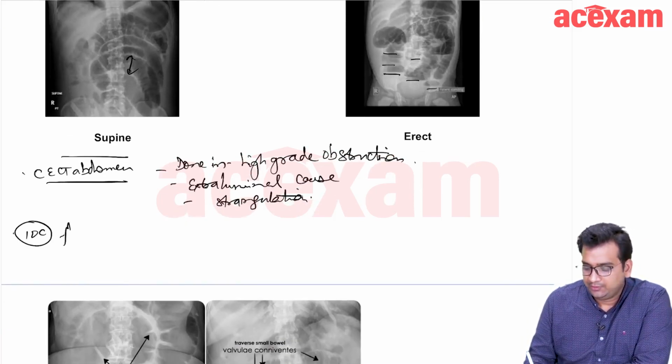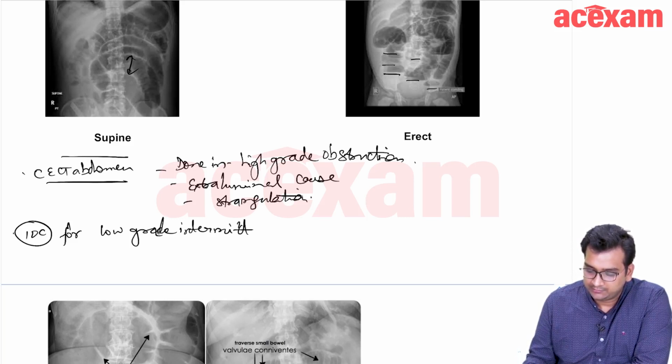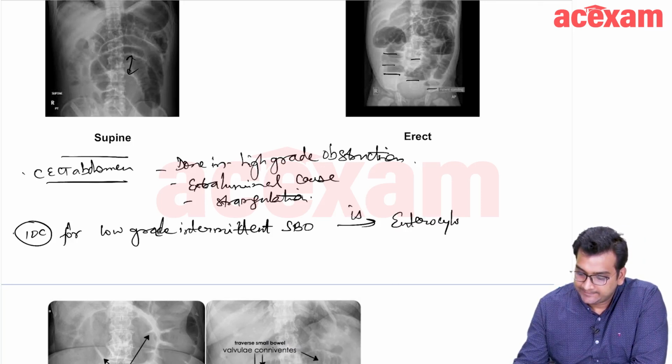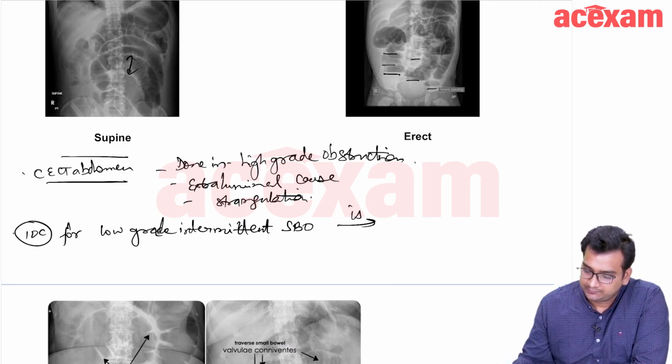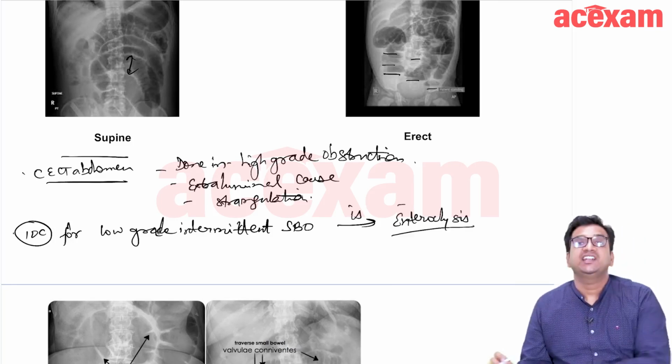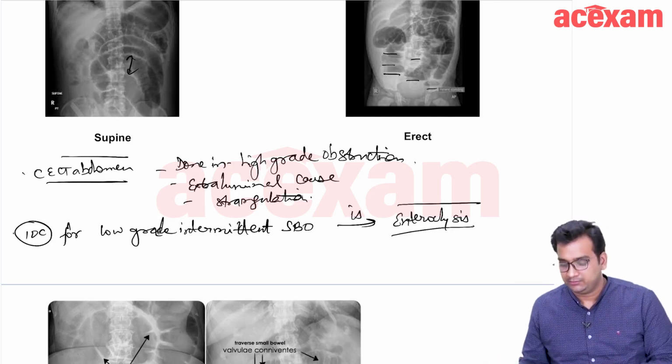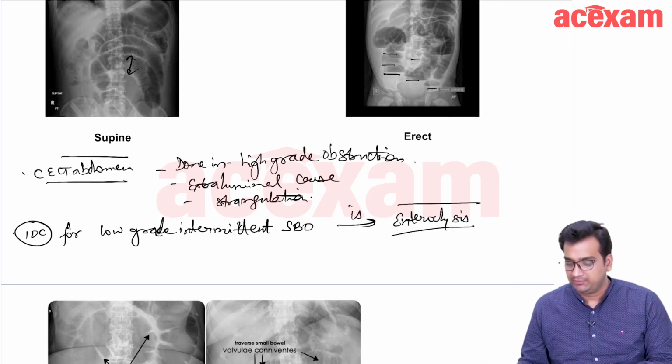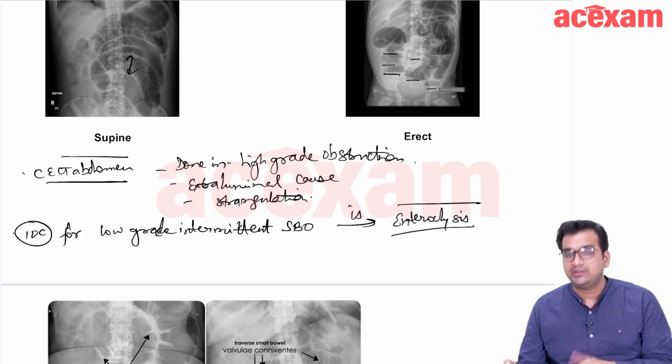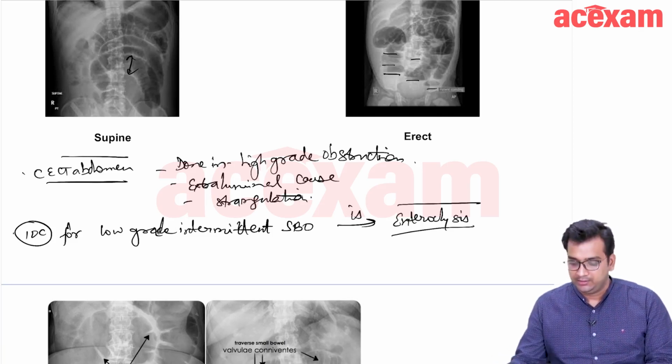And the investigation of choice for low grade intermittent small bowel obstruction is enteroclysis. We can give CT enteroclysis also or only enteroclysis. So the investigation of choice for low grade intermittent small bowel obstruction is enteroclysis. With X-ray abdomen, we can also assess whether the obstruction is of the large bowel or of the small bowel.